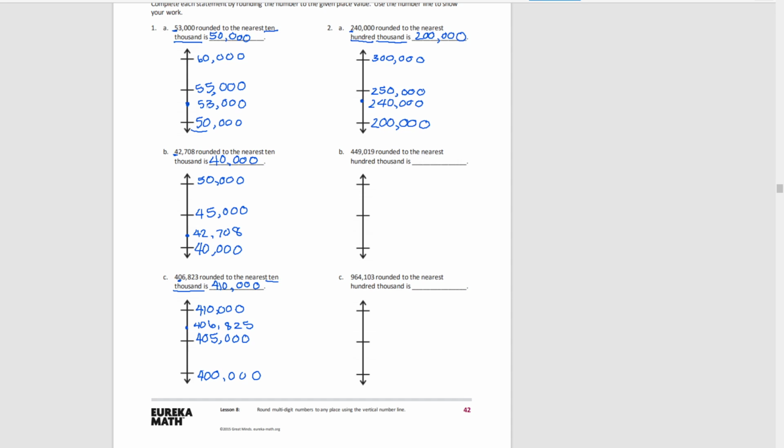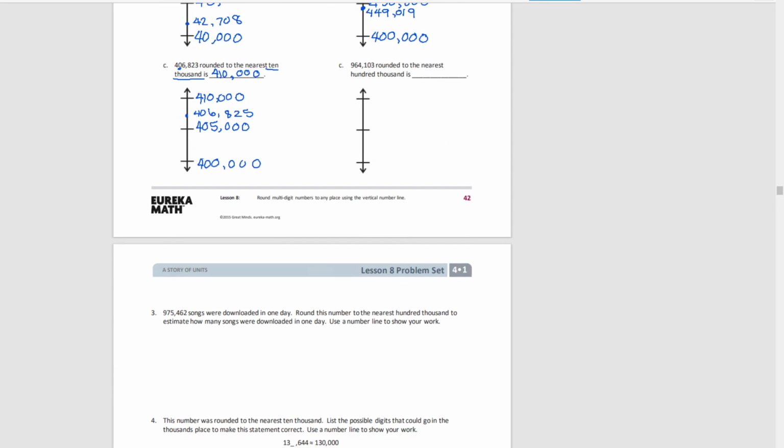Okay. For B, in the 100,000s, we have 400,000. The next highest 100,000 would be 500,000. And the midpoint between 400,000 and 500,000 would be 450,000. So 449,000 would be close to 450,000, but less than. So if we round, we would round to 400,000. Okay, pause the video and try C.